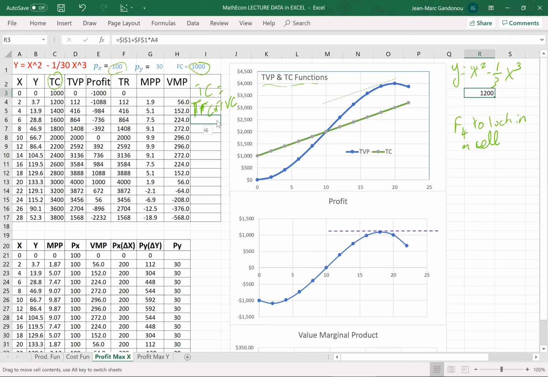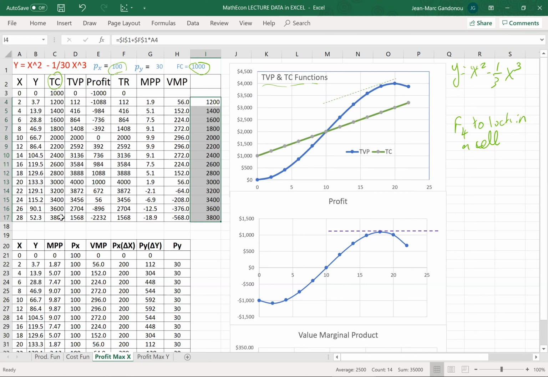Okay, where's my 1,200? 1,200. So that's how you do it. Now, when I lock all the cells, I come to the right lower corner to see that black cross. I drag down my information, and that's what we're going to have. You see those two functions are the same.